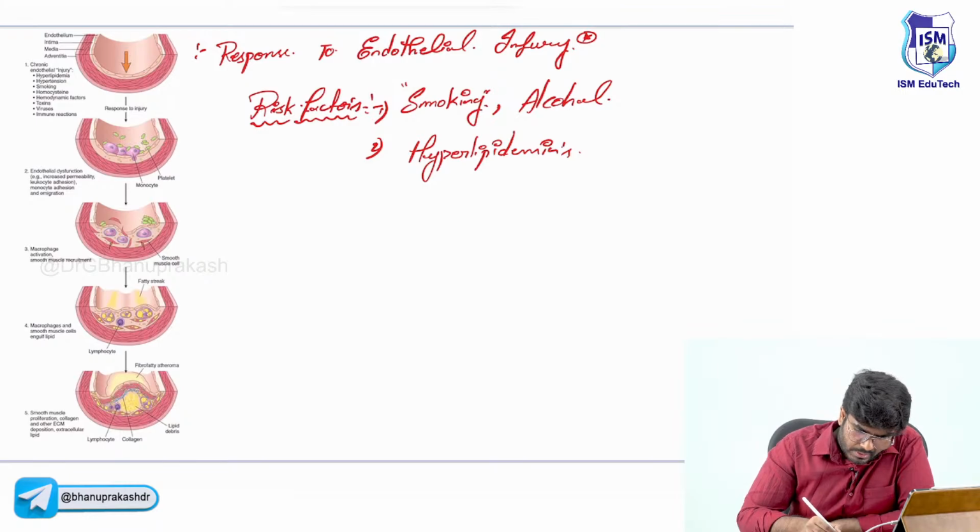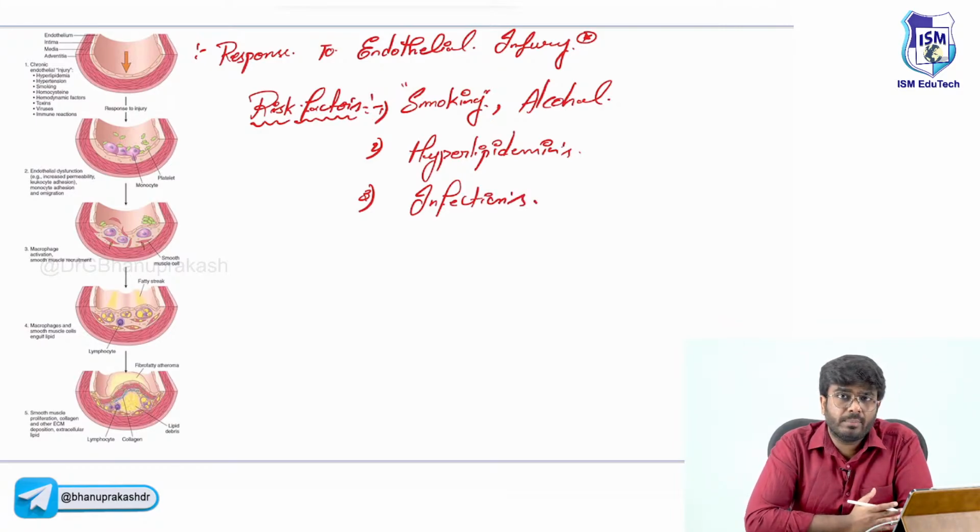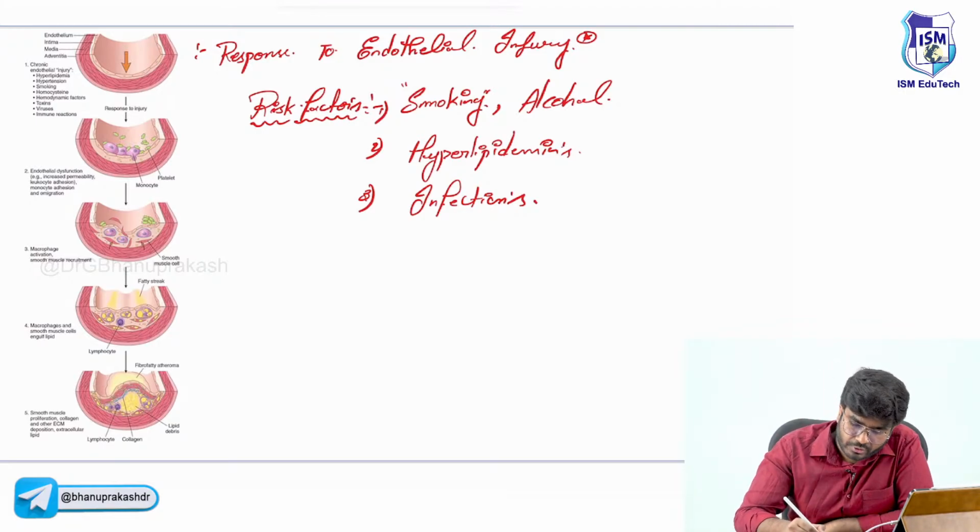Okay, or the persons who are having infections, certain types of infections. Now this is the question, guys. Can you tell me which infections are associated with atherosclerosis? NEET PG question and INICET level questions. Which infections are associated with development of atherosclerosis? There are 3 infections which you need to know for your exam.